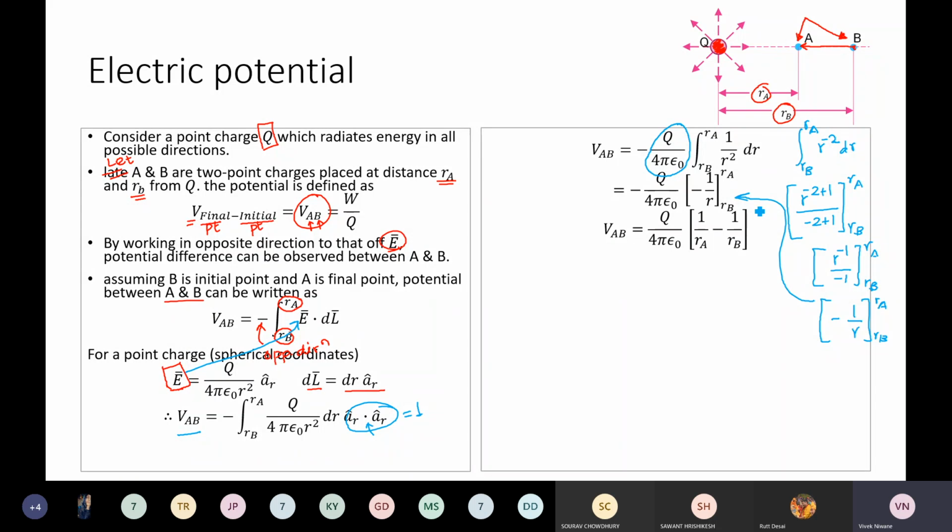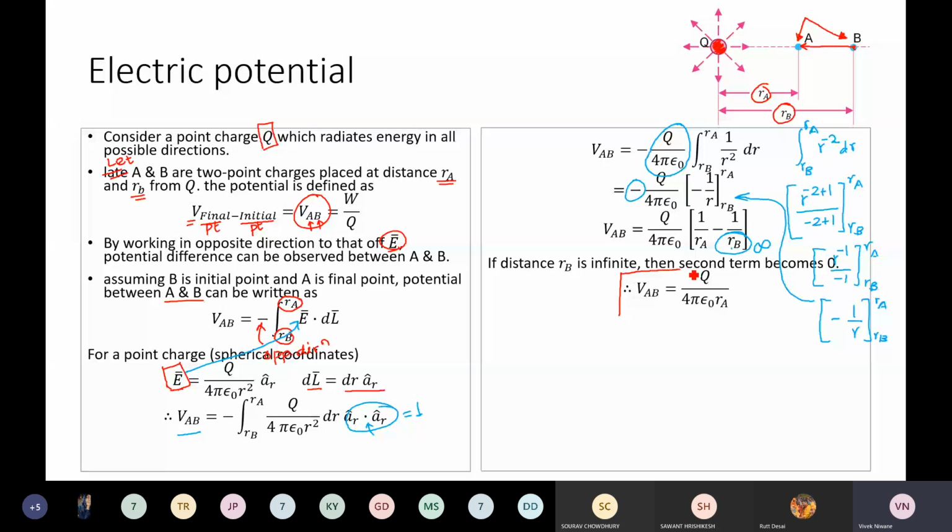So after applying the limits, VAB is equal to Q upon 4 pi epsilon 0 into 1 upon RA minus 1 upon RB. We have absorbed this negative sign into the bracket. Okay. So if distance RB is infinite, then the second term becomes 0. RB, what is it? Consider it infinite, so 1 upon infinity is equal to 0. Therefore, we can have VAB is equal to Q upon 4 pi epsilon 0 RA.